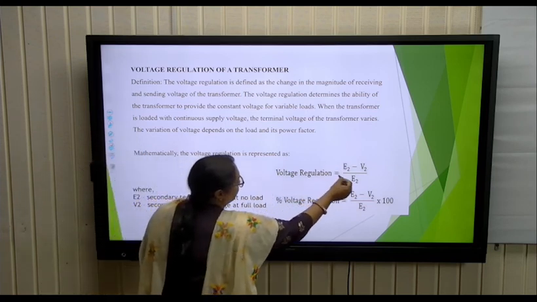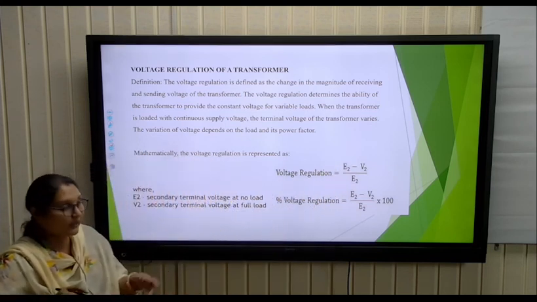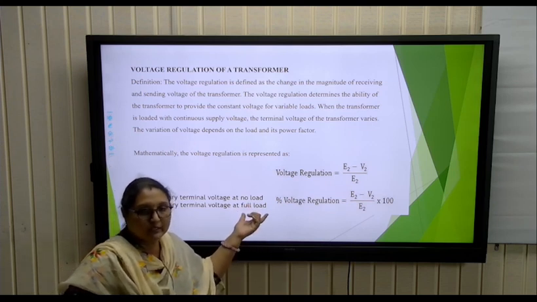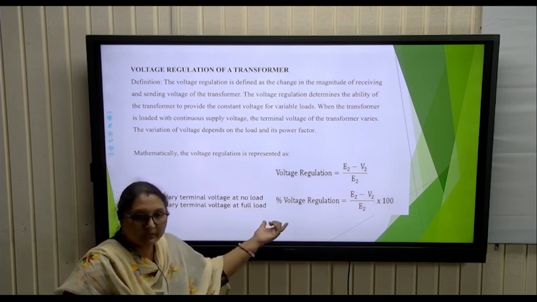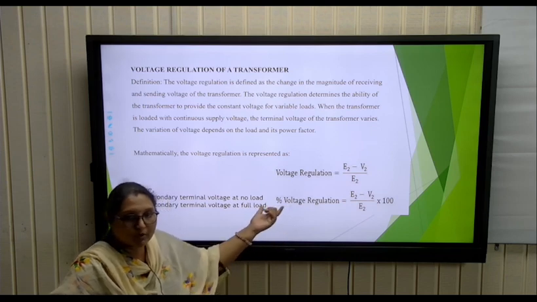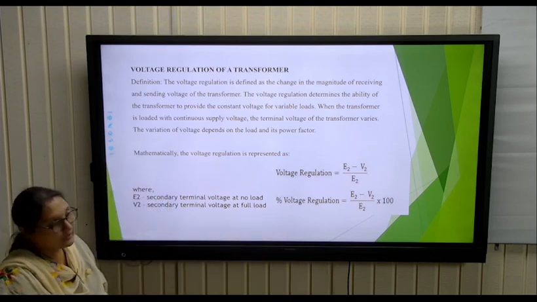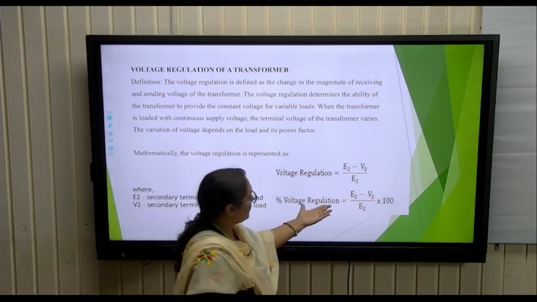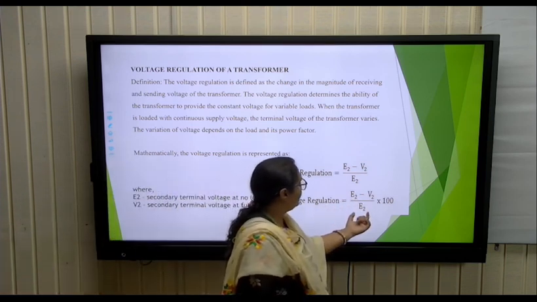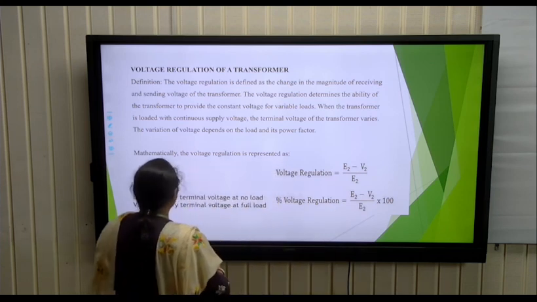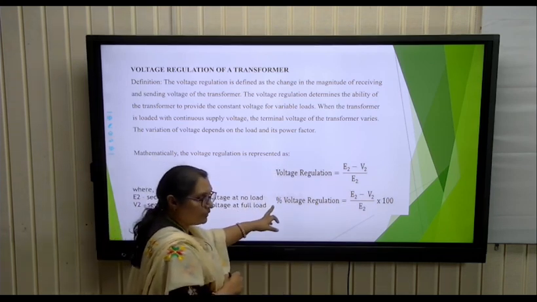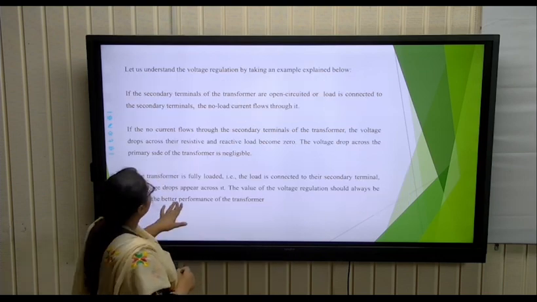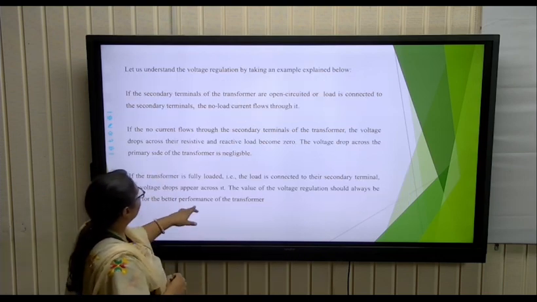So because of this, the voltage is going to decrease. So in percentage regulation, voltage regulation, basically we are going to calculate this change in the terminal voltage, from no load to full load. So this is how you can calculate the voltage regulation, that is the difference in the secondary terminal voltage from no load to full load. Okay, this is the secondary terminal voltage at no load, and this is the secondary terminal voltage at full load. So this is all about the voltage regulation.